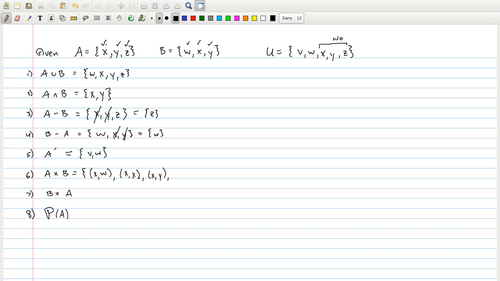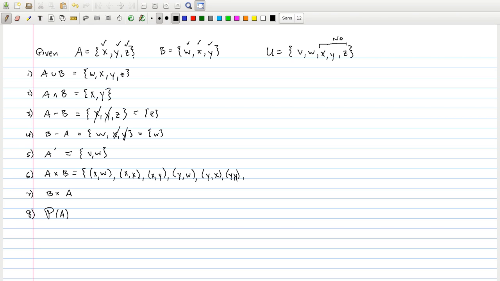So we've handled every ordered pair that starts with X. Now we move on to the Y's. So we're going to have ordered pairs that start with Y. Y is paired up with W. Y is also paired up with X. And Y is also paired up with Y. That handles all of the ordered pairs beginning with Y.